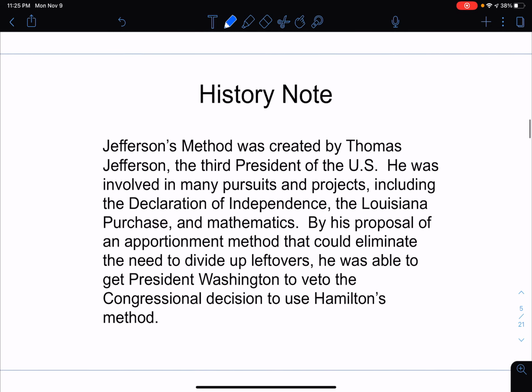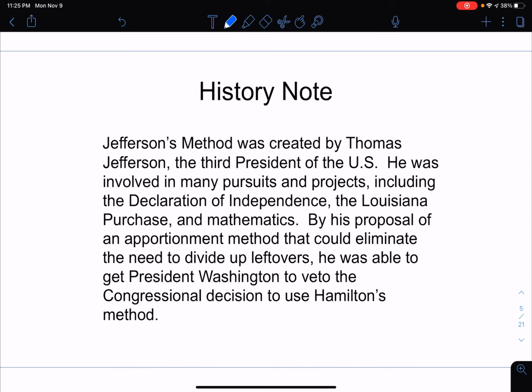Okay, so this method was created by Thomas Jefferson. I'm sure you've heard of him a few times now. Third president of the United States. He had his hands in a lot of things, including the Declaration of Independence, the Louisiana Purchase, and mathematics. Louisiana Purchase, just a little side note, if you're not real familiar with history, it's actually something very interesting to learn about. It's the reason that we're able to be such a large continent, continental 48 states and everything. It was the beginnings of really expanding.